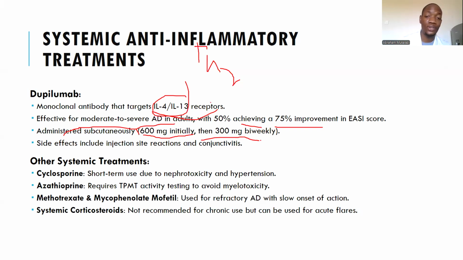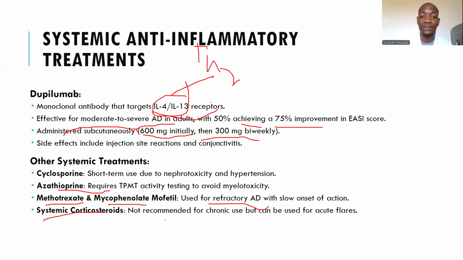You can use a short course of cyclosporin, which is an immune modulator. We can also use azathioprine, but in this case, you have to first test someone's function, because it suppresses almost every dividing cell, including the bone marrow function. So you have to make sure that someone doesn't get marrow suppression because you're giving azathioprine. And other things like methotrexate and mycophenolate mofetil can also be used for severe cases that aren't responding to treatment.